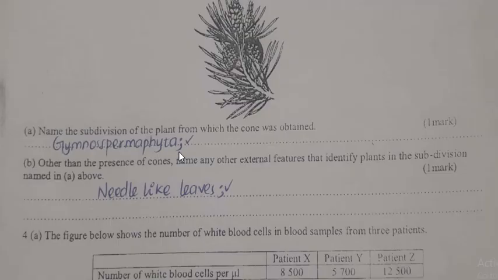And we have two classes under that. That is class Dicotyledonae and class Monocotyledonae. Whereas under Gymnospermophyta, we have three classes, and we have Coniferales, Cycadales, and Ginkgoales.